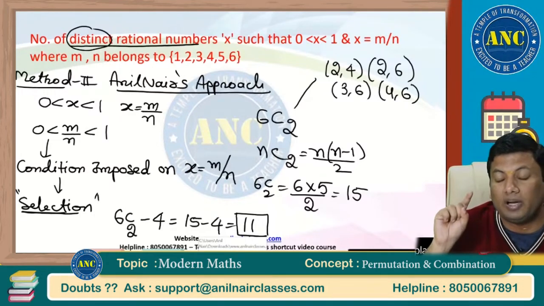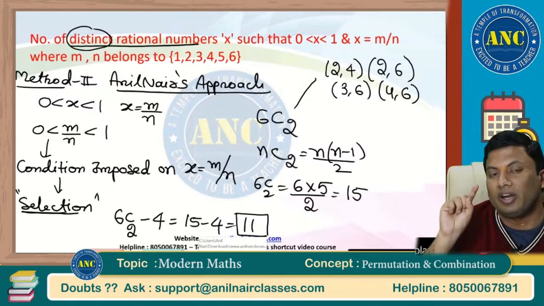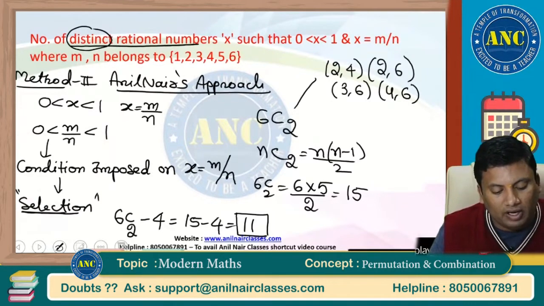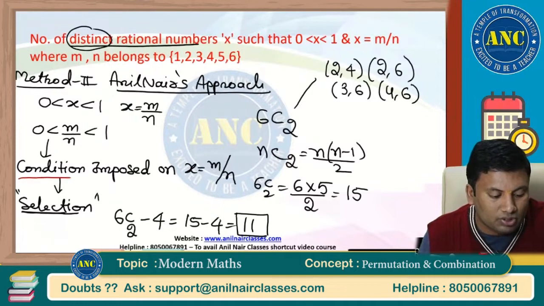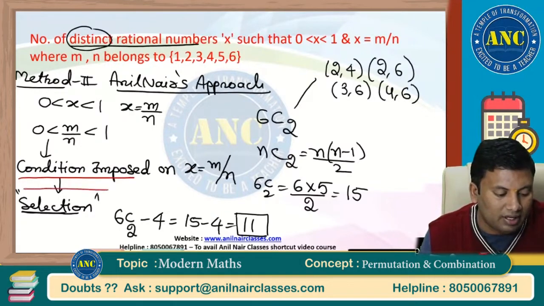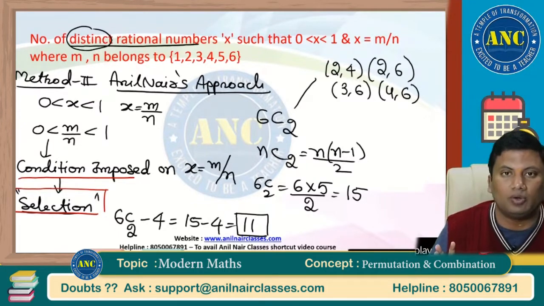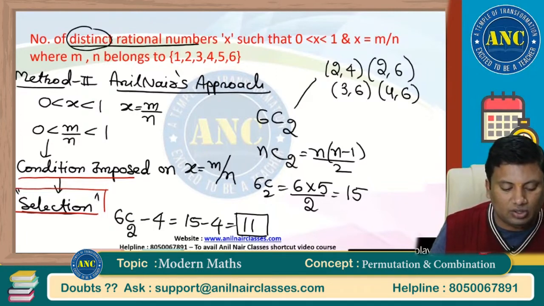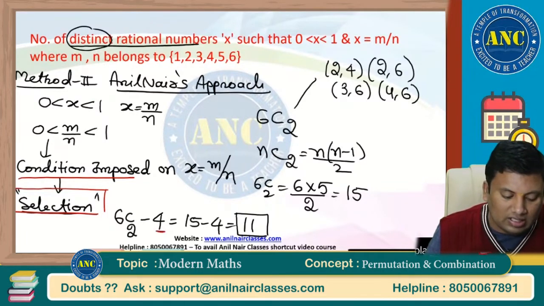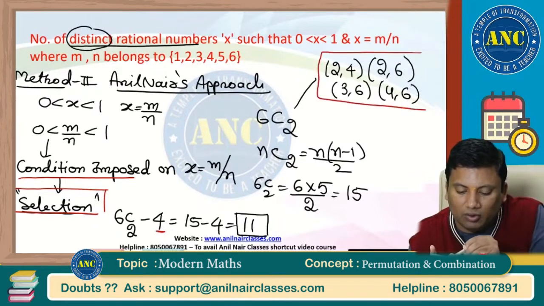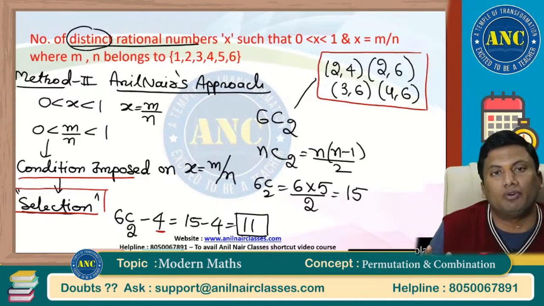Always remember, please write it down in your notebook: whenever there are conditions imposed on a particular problem, I will use selection. So out of 6, select 2. Out of 6, selecting any 2 is 6C2. What are these 4 cases? These 4 cases are the cases where the double counting will be formed. 2 by 4 and 1 by 2.